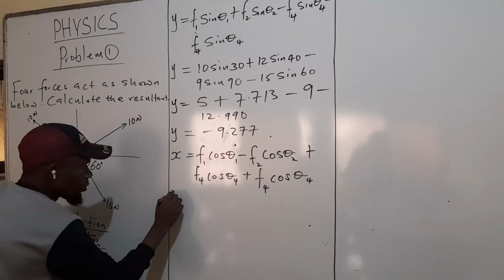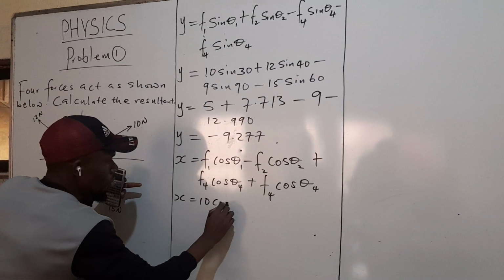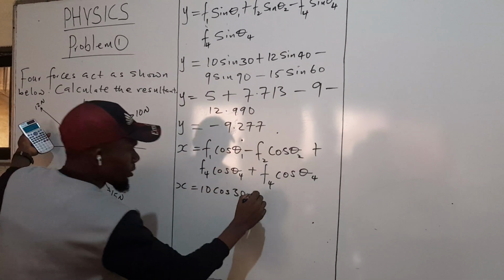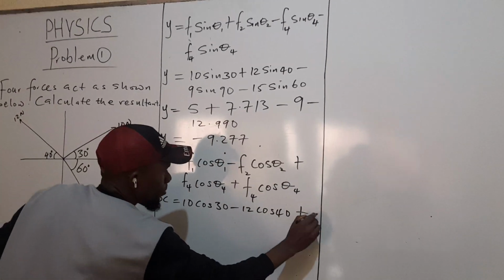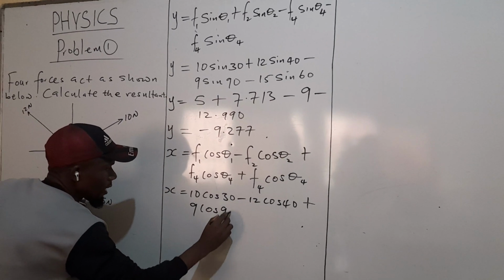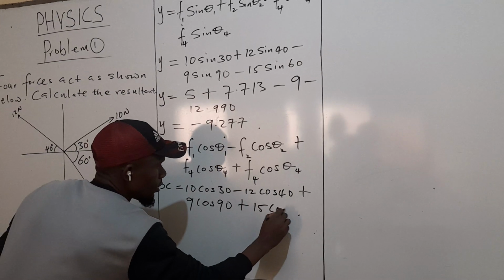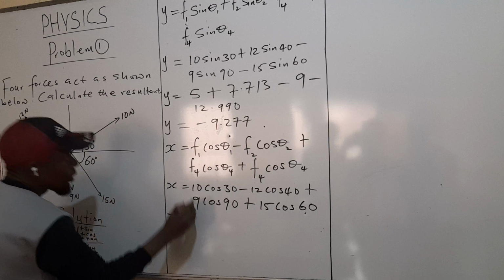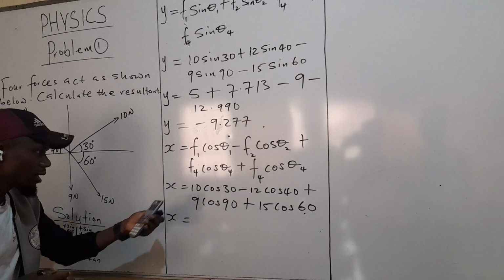Am I communicating? So X is equal to, my F1 is 10 cos 30 minus my F2 is 12 cos 40. My F4 is 9 cos 90 plus my same F4 is 15 cos 60. So the same thing applicable to what I did here, I'm going to do it here right now. So I'm going to use my calculator to get my answer on this.